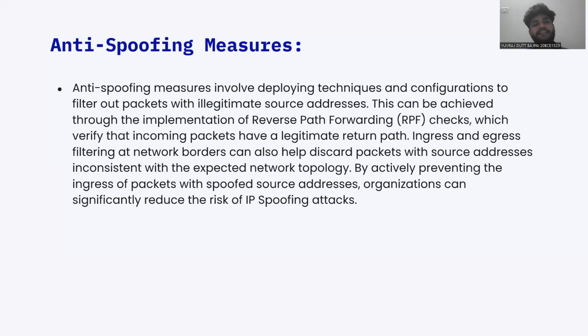When we come to anti-spoofing measures, they involve deploying techniques and configurations to filter out packets with illegitimate source addresses. This can be achieved through the implementation of reverse path forwarding, which verifies that incoming packets have a legitimate return path. Ingress and egress filtering at network borders can also help discard packets with source addresses inconsistent with the expected network topology.